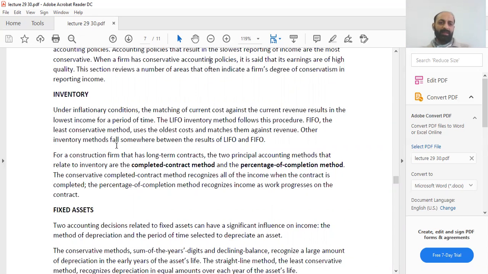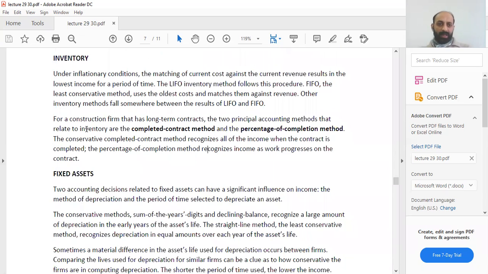Other inventory methods fall somewhere between the results of LIFO and FIFO. And this is under inflationary conditions, when the prices are increasing. For a construction firm that has long-term contracts, the two principal accounting methods that relate to inventory are the completed contract method and the percentage of completion method.